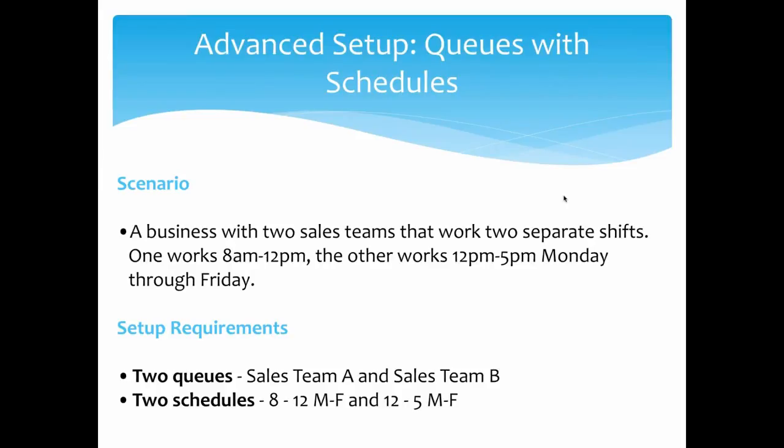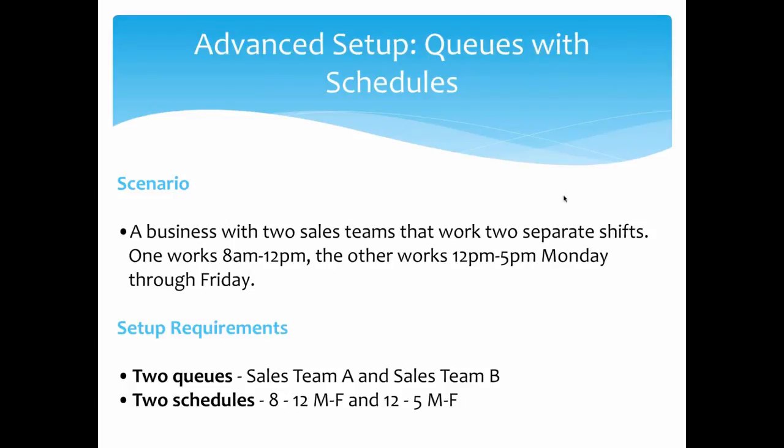The scenario I'm using for this is a business with 2 sales teams. They both work 2 separate shifts during the day. One works 8 a.m. to 12 p.m. and the other works 12 p.m. to 5 p.m. Monday through Friday. So what I'm wanting to do is configure my call handling rules so that during 8 to 12, it goes to the first set of people, and during 12 to 5, it goes to my second queue.